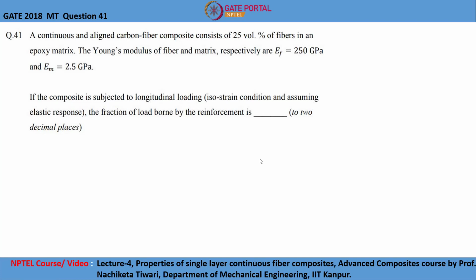Let us now solve 41st question of GATE 2018. A continuous and aligned carbon fiber composite consists of 25 volume percentage of fibers in an epoxy matrix. The Young's modulus of fiber and matrix respectively are 250 gigapascals and 2.5 gigapascals. If the composite is subjected to longitudinal loading, isostrain condition and assuming elastic response, the fraction of load borne by the reinforcement has to be found out. So let us solve this problem.